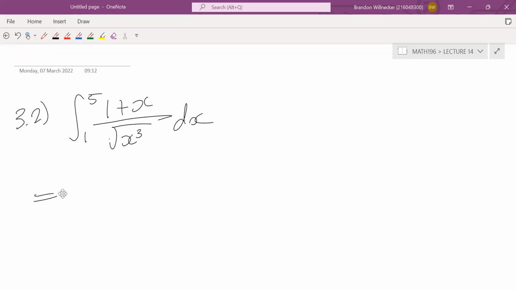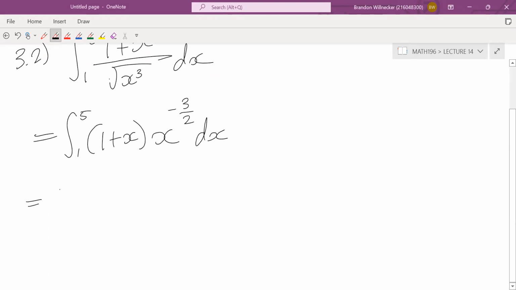So let's change the root into a power. So this will be the integral from 1 to 5, 1 plus x, and then the square root of x cubed is going to be x to the minus 3 over 2, because it's in the denominator. So when we take it up to the numerator, we get the minus sign, dx. So this will be the integral from 1 to 5 of x to the minus 3 over 2 plus x to the minus 1/2 dx.